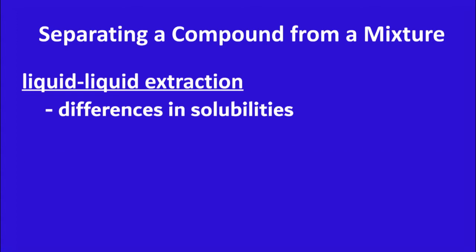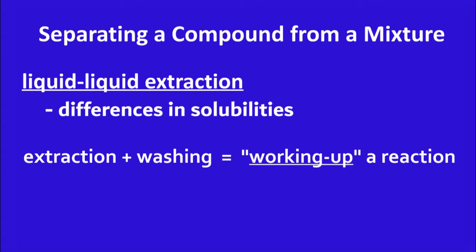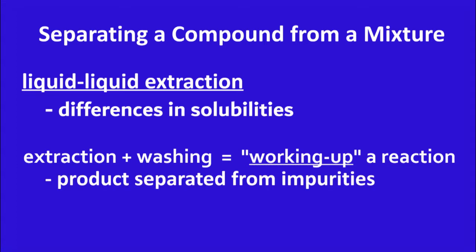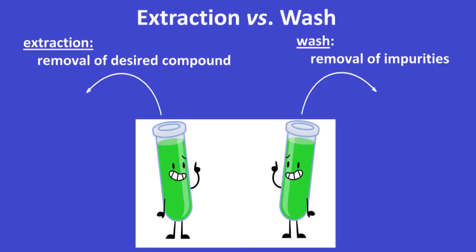The sequence of extraction and washing is known as working up a reaction. By using appropriate solvents, the desired product can usually be separated from the unwanted impurities. Remember, we did a mini extraction to remove the DMSO before evaluating the reaction mixture by TLC. An extraction involves the removal of the desired compound from a mixture, and a wash involves the removal of unwanted impurities from the desired compound.